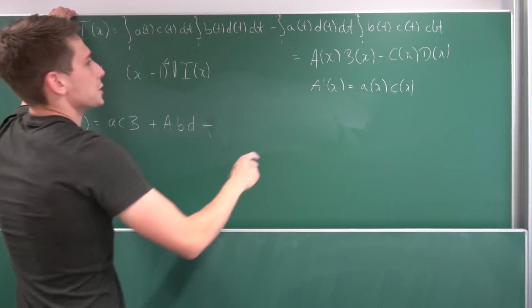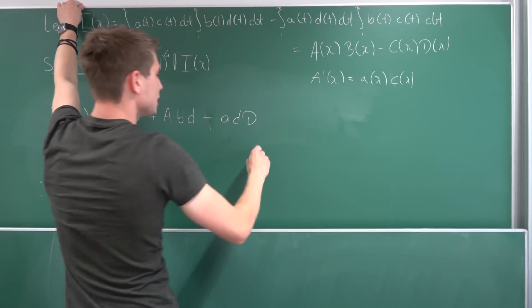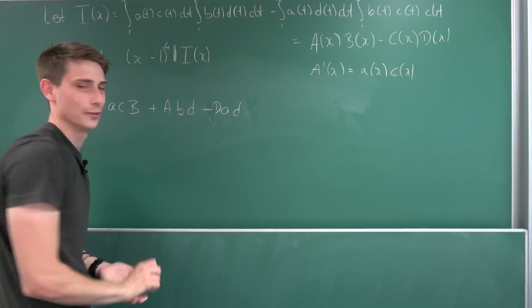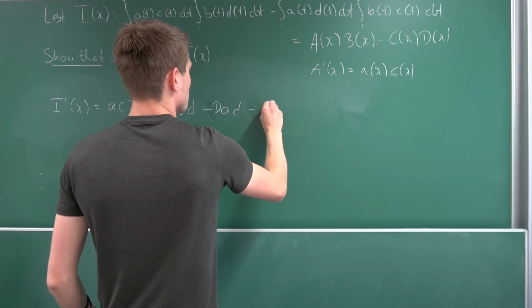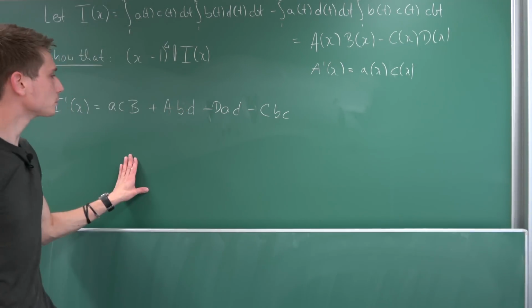C of x differentiated is just this thing right here. So a times d times capital T. That's the d if you turn it around, so let's make a d out of that. And the last one, negative. So c stays as it is, capital C, b times small c.